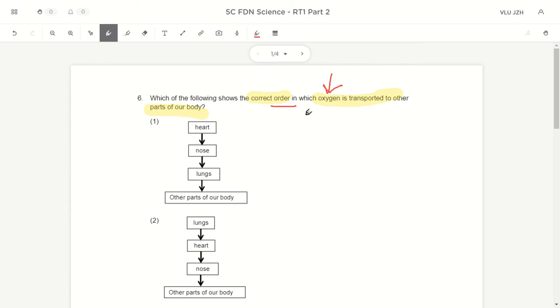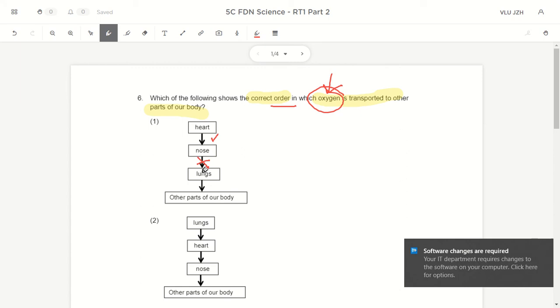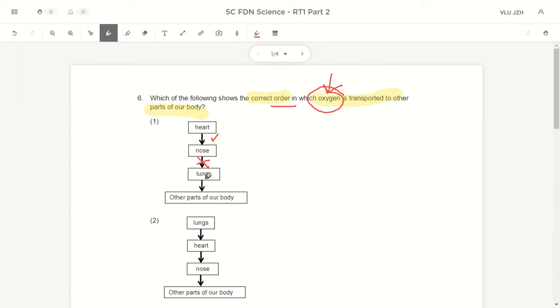Heart. Now we are talking about oxygen. Option 1 says oxygen goes from the heart to the nose to the lungs, and from the lungs to the body. No. The heart may pump blood to the nose, in a sense true, but the blood from the nose doesn't go to the lungs, so this is wrong. And the blood doesn't go from the lungs to other parts of the body, it must go back to the heart first. So number one is wrong.